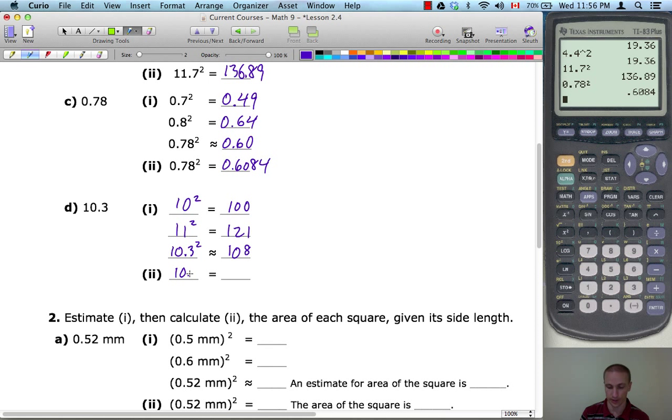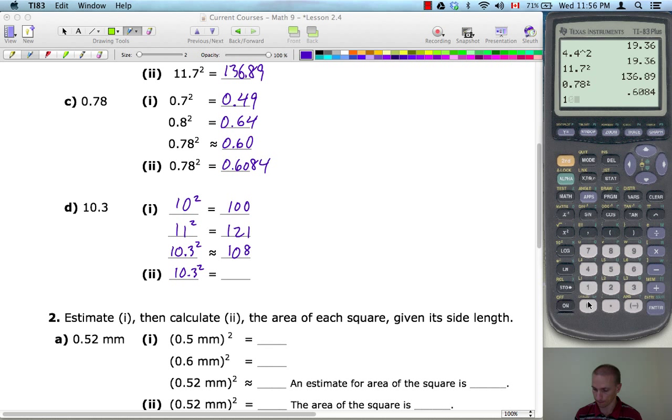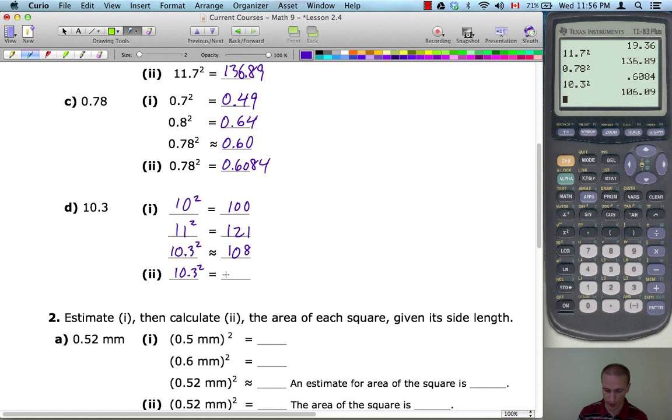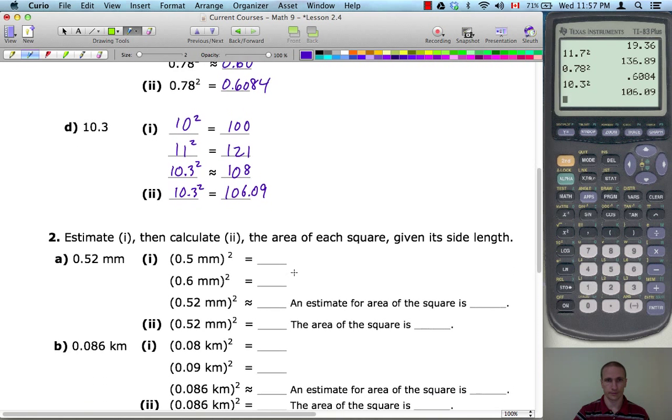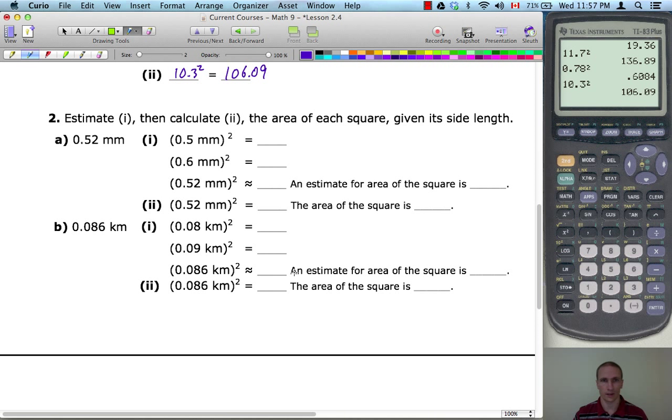If we actually calculate 10.3 squared, then here's what we get. We get 106.09. So being off by just under 2 is pretty good as an estimate, especially when you're talking a number that's larger than 100. Next, we're going to estimate and calculate the area of each square given its side length. And so really this is pretty much the same exercise.